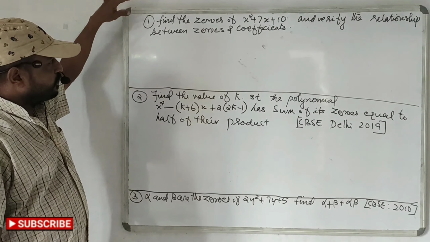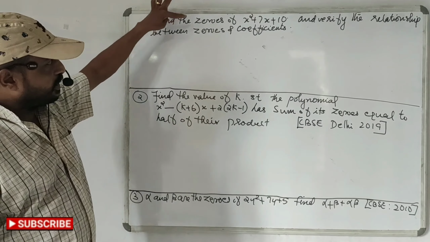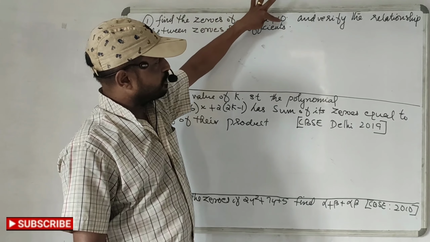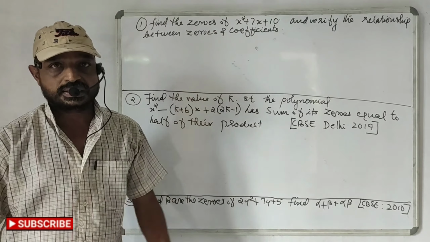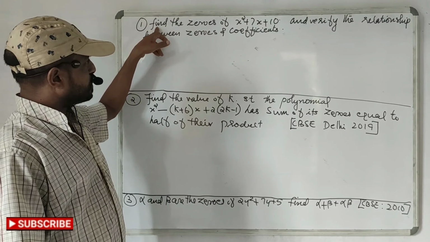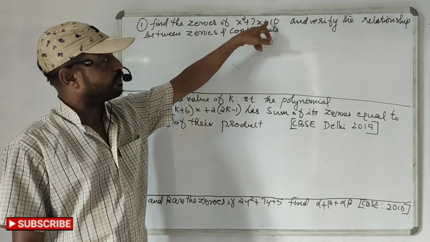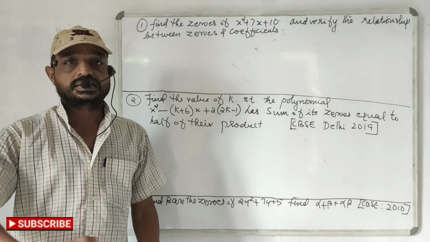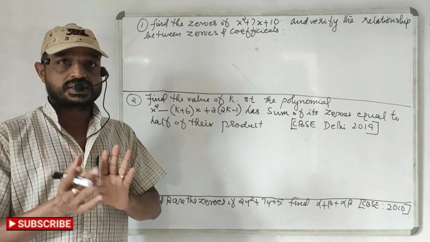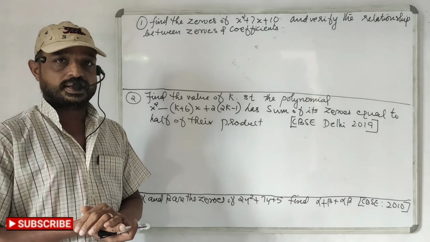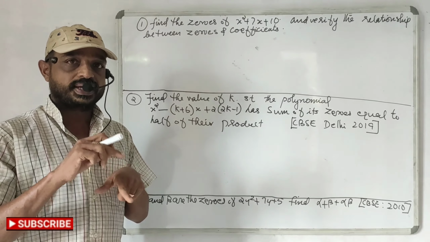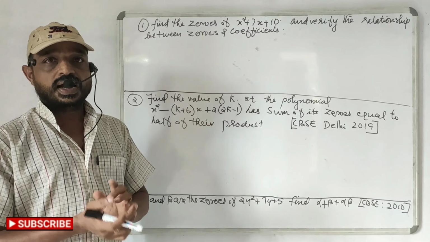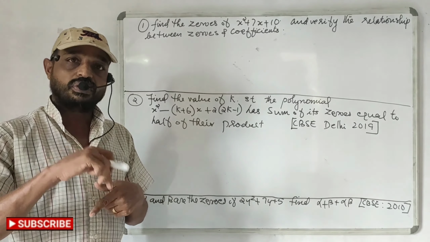Let us consider the first problem. Find the zeros of x square plus 7x plus 10 and verify the relationship between zeros and coefficients. That is the first question. The first part is to find the zeros of this polynomial. In our last lecture we have seen how to find the zero of a polynomial algebraically. Just equate the given polynomial to 0 and then find the value of the variable.